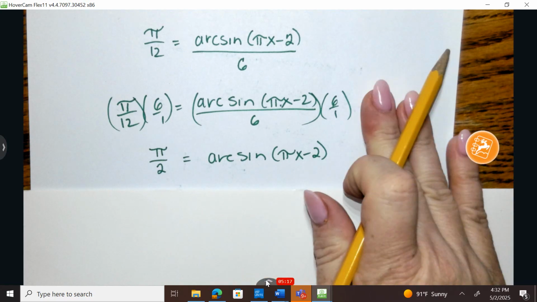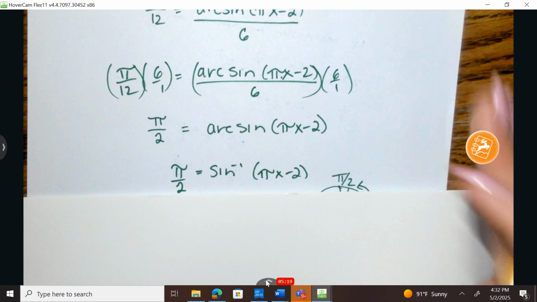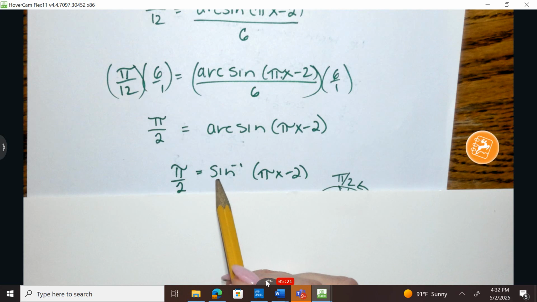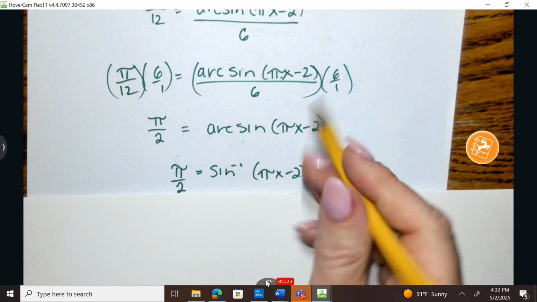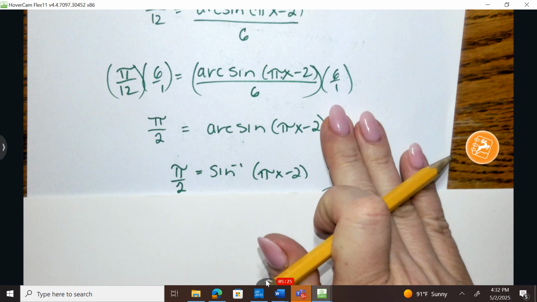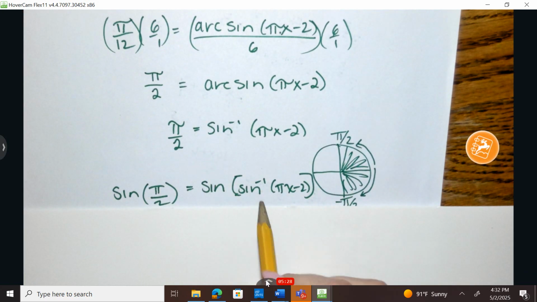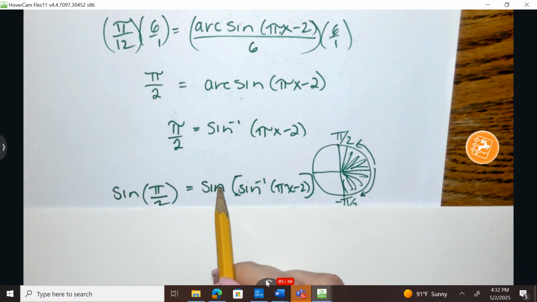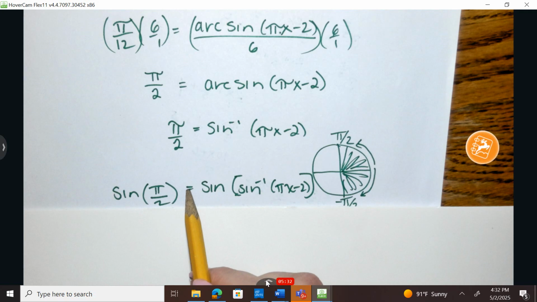And then when I reduce this down, I get 6 pi over 12, which is equal to 1 pi over 2. Now another way to represent arc sine would be inverse sine, and I'm just showing that here. You could leave it as arc sine, or you could change it to inverse sine. My whole goal is to solve for x. So how do I remove an arc sine or inverse sine? I'm going to take the sine of both the left and right, keeping the equation balanced.